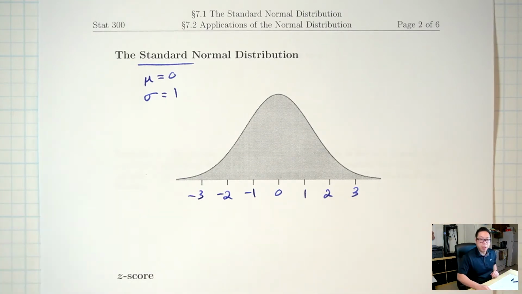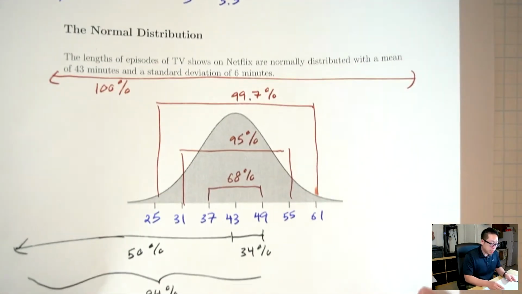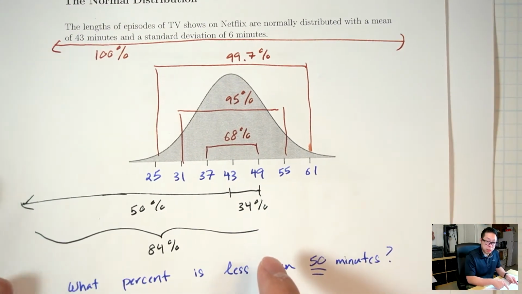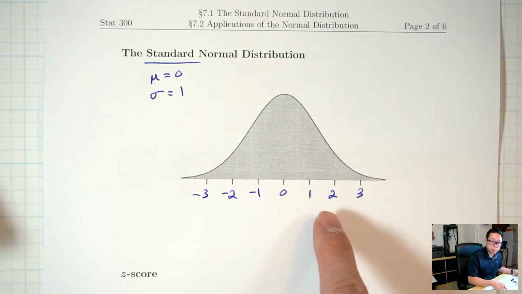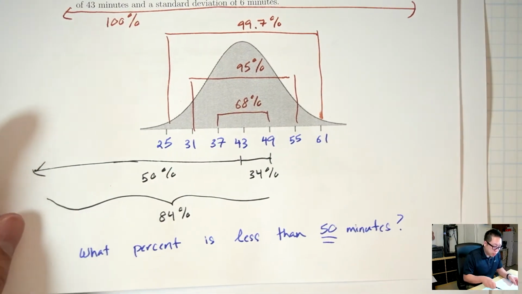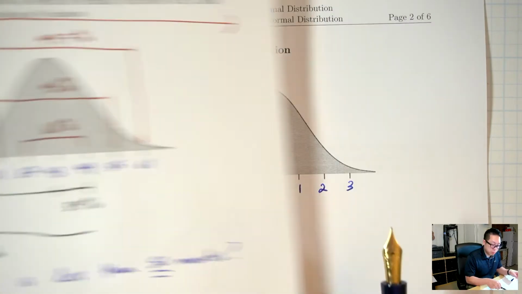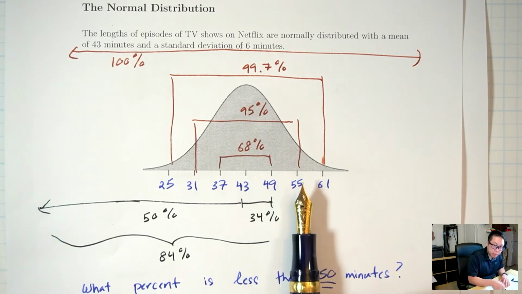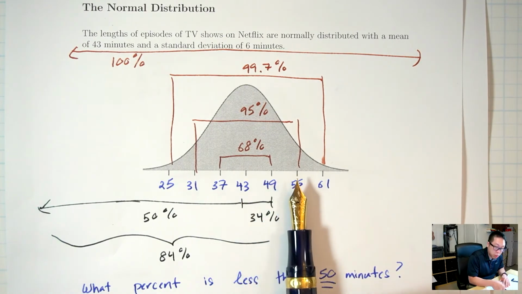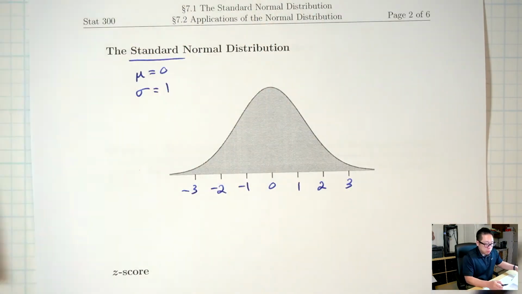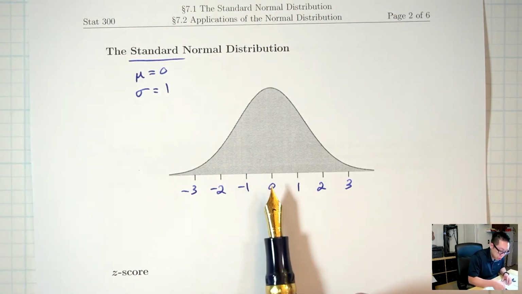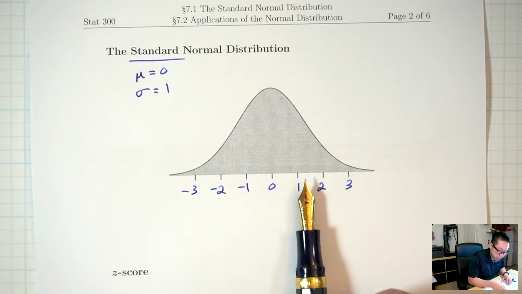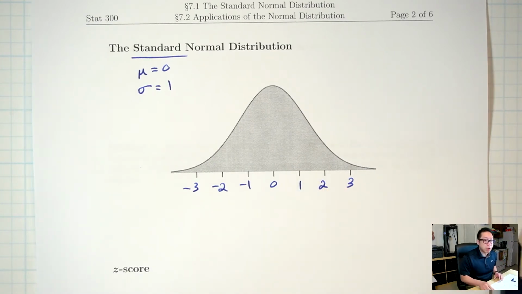All right, so that's the first idea. The second idea I need is I want to be able to translate this picture or this situation onto this picture. In other words, where exactly should this 50 go on the standard normal picture? So on the original picture, 50 is between 49 and 55, right? It's between 1 up and 2 up. On the standard normal picture, then, it should go between 1 up and 2 up, which is between this 1 and 2. But my question is, exactly where should it go?